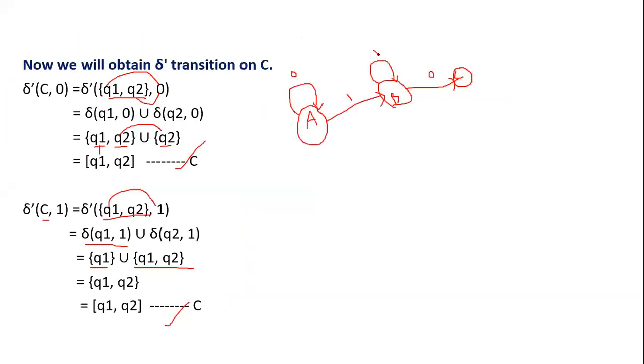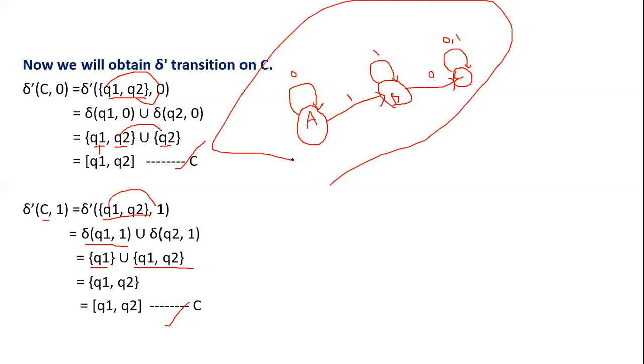And C comma 0, it has its own loop. And C comma 1 also the same thing. Okay, this is the final transition diagram of the DFA. Is it clear?